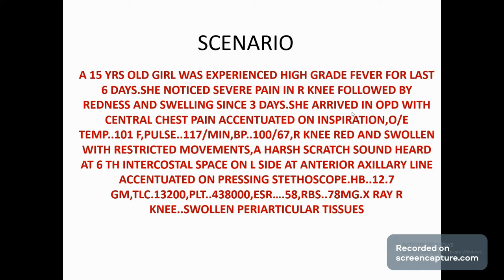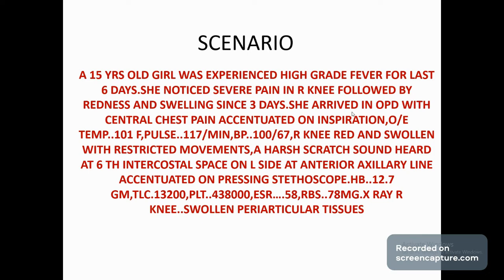and accentuated on inspiration. On examination, temperature was 101 degrees, pulse was 117, tachycardia, the BP was 100 by 67, and the knee was red and swollen with restricted movements. A harsh scratch sound was heard at the sixth intercostal space on the left side of the anterior axillary line. It is most probably accentuated on pressing the stethoscope. The underlying diagnosis will be pericarditis; it is the classical clinical presentation of acute fibrinous pericarditis. On investigation, hemoglobin was 12.7, TLC was 13,200, platelets were 438,000 and ESR was 58. Random blood sugar was 78, while the X-ray knee showed swollen periarticular tissues.